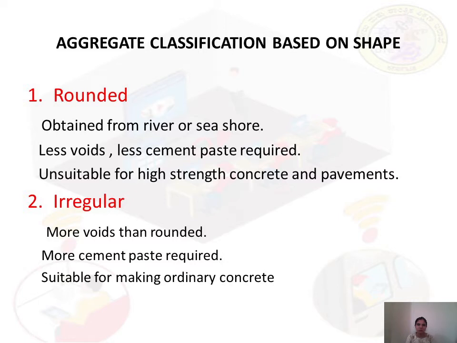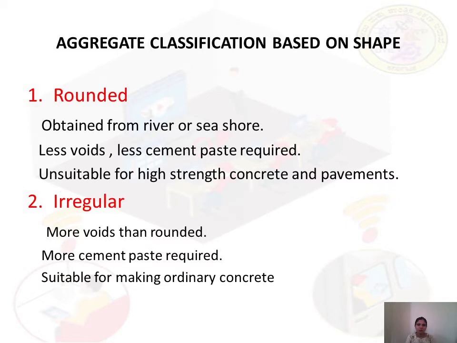Based on shape, there are 4 different types of aggregates. Number 1 is rounded aggregates. The next one is irregular aggregates. Next is angular aggregates. Coming to the first one, rounded aggregates. These rounded aggregates are obtained from the river or seashore.